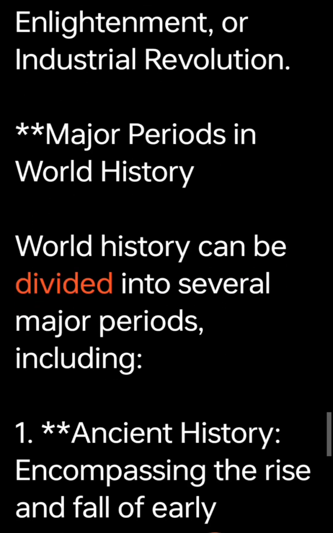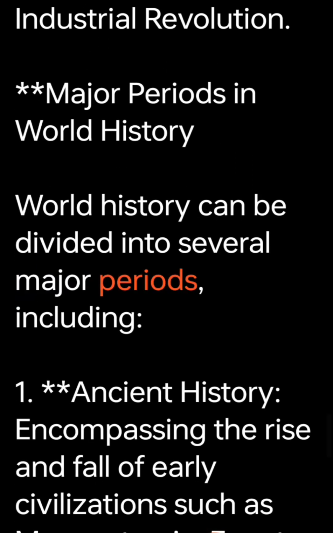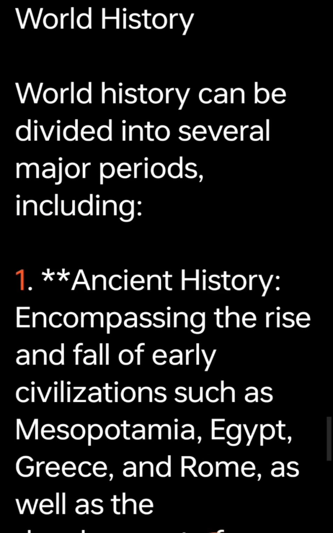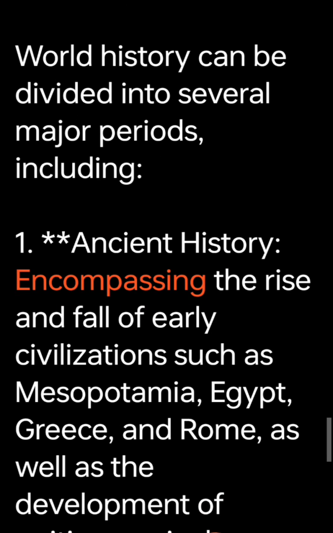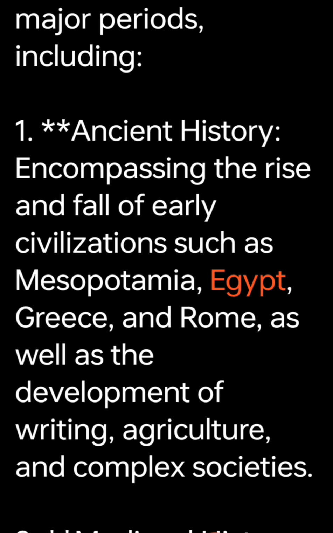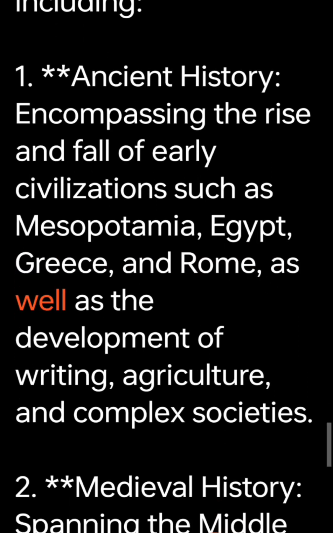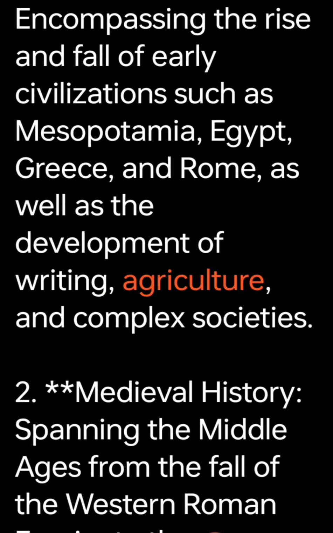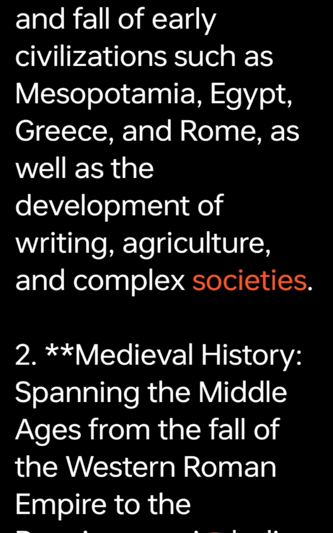Major periods in world history. World history can be divided into several major periods, including 1. Ancient history, encompassing the rise and fall of early civilizations such as Mesopotamia, Egypt, Greece, and Rome, as well as the development of writing, agriculture, and complex societies.